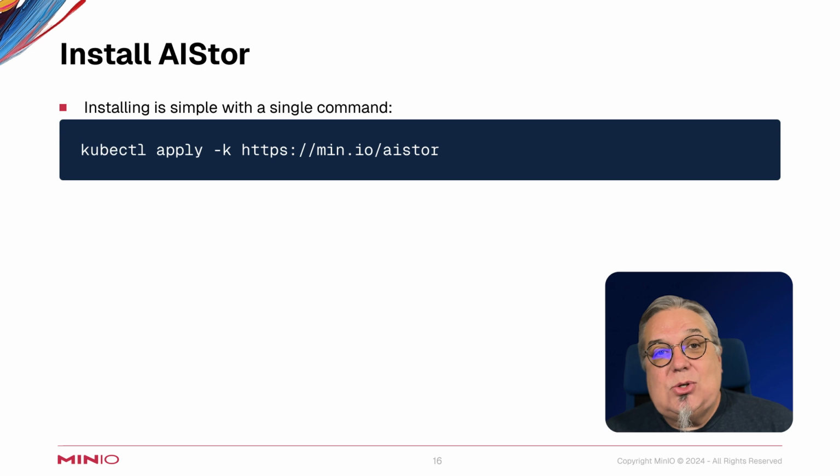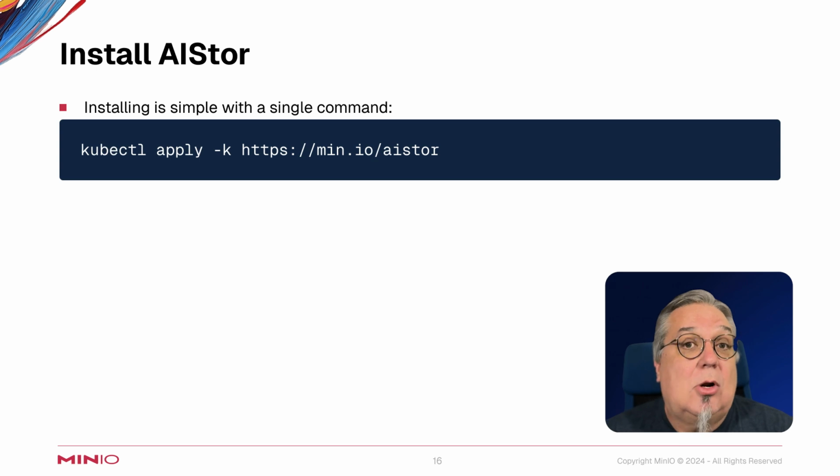To install AIStor, all you have to do is do that kubectl apply. Once you've deployed this, it's going to stand up all of the services that are required to run AIStor. It all happens in the background, and once you've got this running, you can log directly into your console.